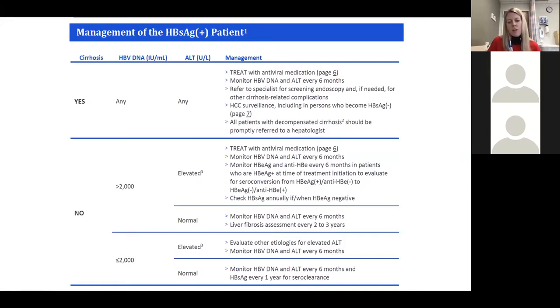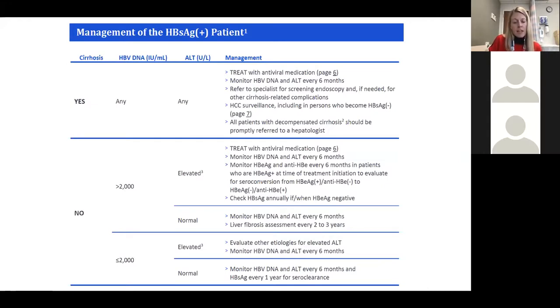And then you monitor their treatment response every 6 months with LFTs, hepatitis B DNA, and some other labs, including the hepatitis B E antigen and E antibody, which I think is a little bit beyond the scope of this talk at this point.